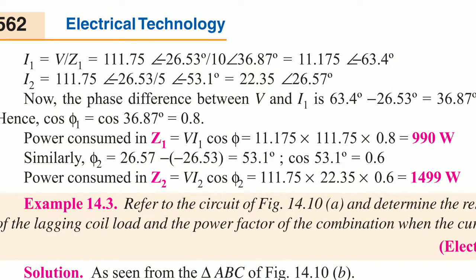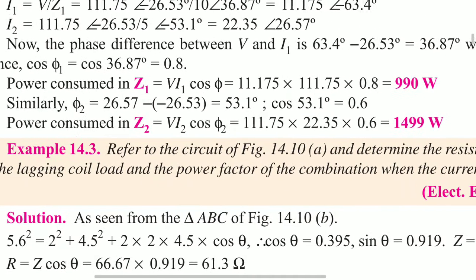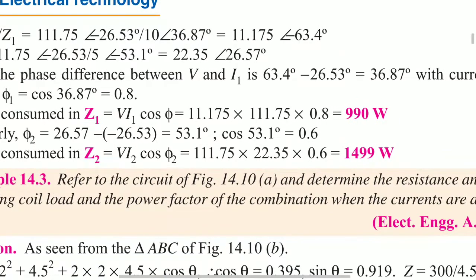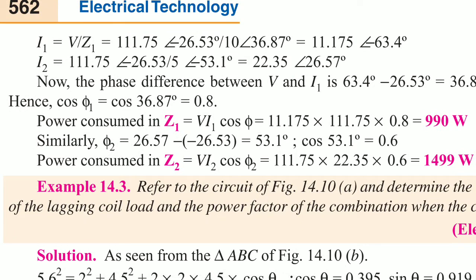22.35 angle of 26.57. So now the phase difference between voltage and current on branch 1 is 63.4 minus 26.53, that is equal to 36.87 with the current lagging. So hence cos phi 1 is cos 36.87, that is equal to 0.8.